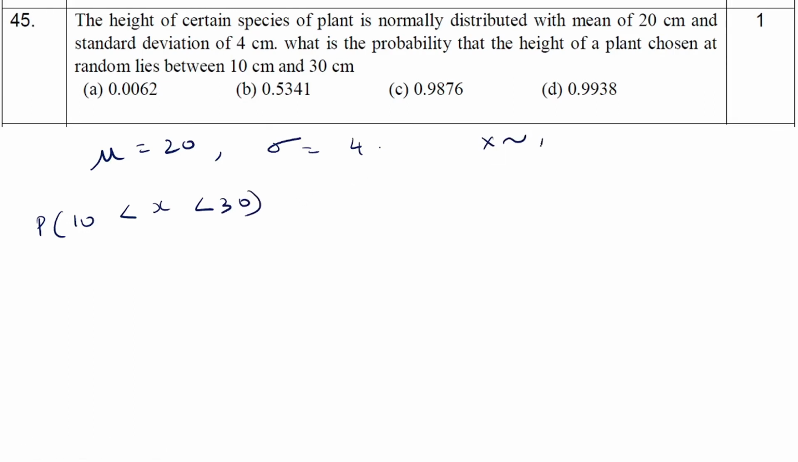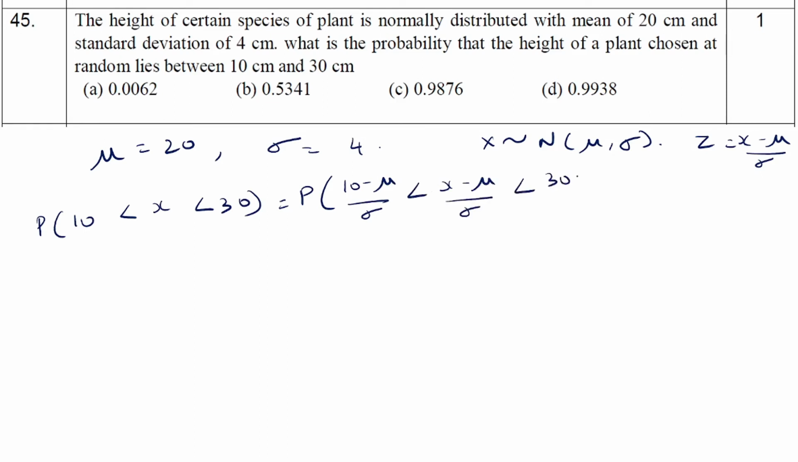So here x follows normal, mu comma sigma. Now we know that the z score is calculated as z is equal to x minus mu by sigma. So this probability of 10 less than x less than 30 is equal to probability of 10 minus mu by sigma less than x minus mu by sigma less than 30 minus mu by sigma, or it is equal to probability of, mu is 20.